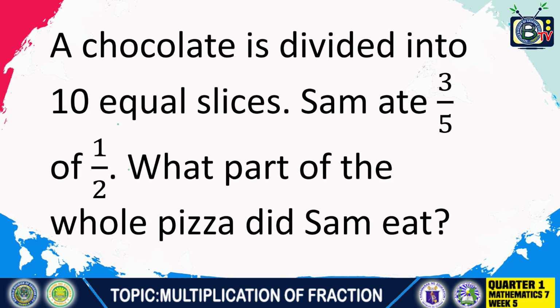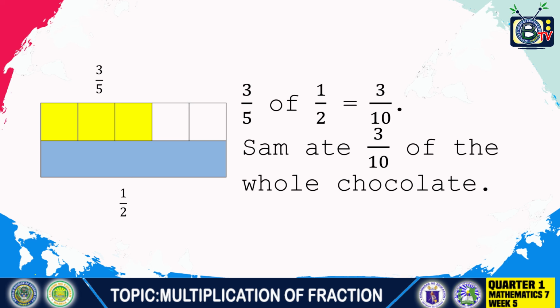So this is the problem, class, in the opening activity. A chocolate is divided into 10 equal slices. Some ate 3/5 of 1/2. So what part of the whole chocolate did some eat? So this is the solution, class. You look at the area model. So we can see here that some ate 3/5 of 1/2. So 3/5 times 1/2 is 3 over 10. Therefore, some ate 3 over 10 of the whole chocolate.